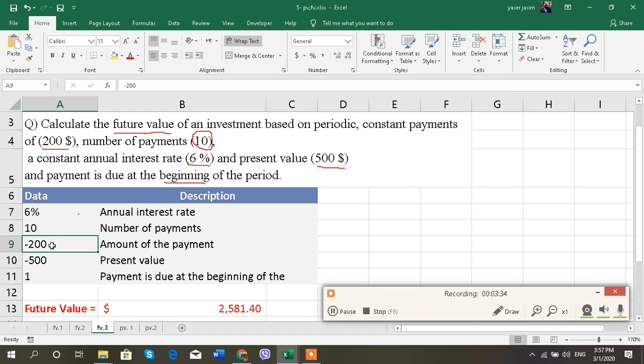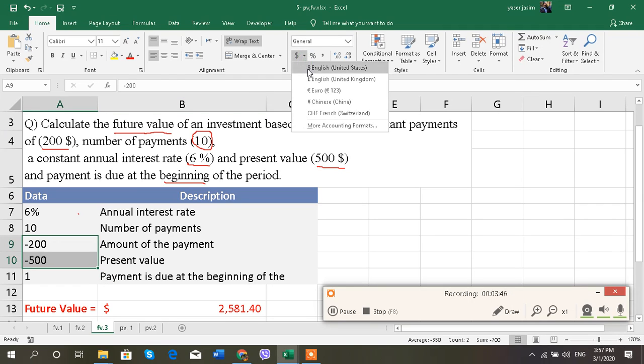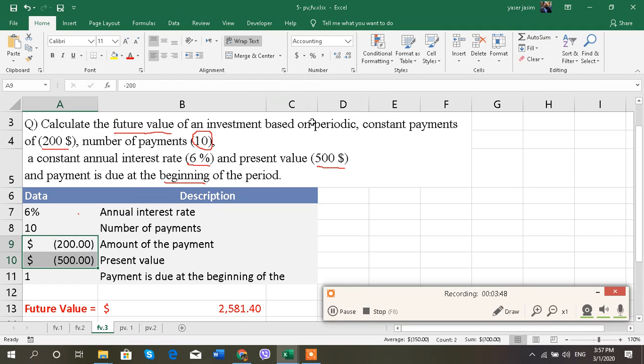How do you do the dollar? You cannot write it by Shift and number 4. No, you're going to select your values, go here and click on Dollar United States. This is how you're going to do your dollar. I don't want anyone to write it by Shift and number 4.